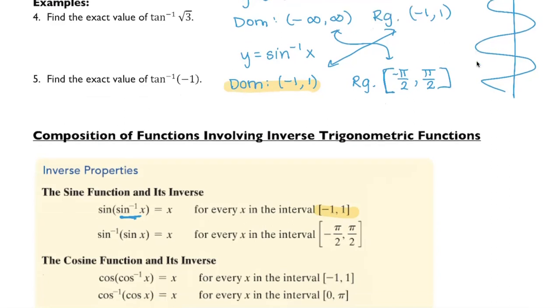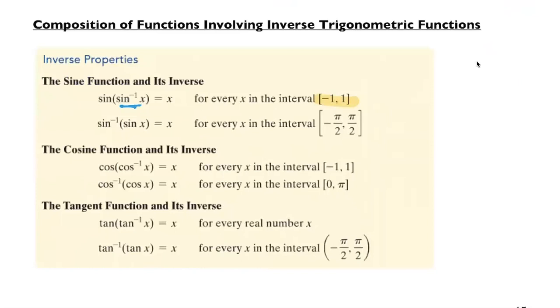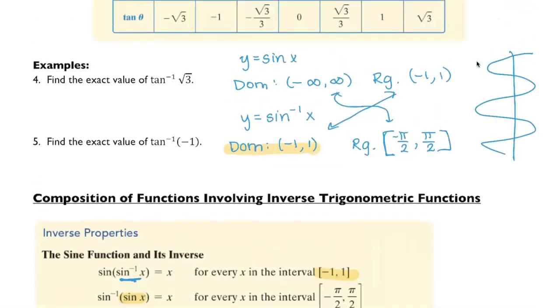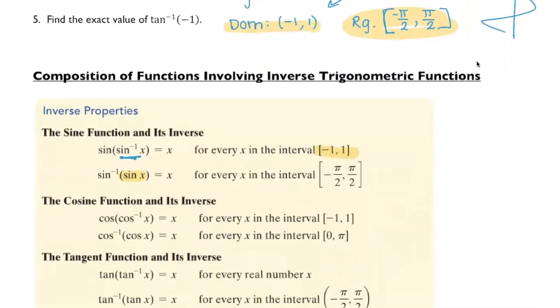Now, if I do this in the opposite direction, it's different. When I take the sine of x, that has a domain of -infinity to +infinity. I can take the sine of anything that I want, but the only thing that I can get out of sine inverse is -π/2 to +π/2. And so this is only going to give us x, like they only undo each other if x is between -π/2 and +π/2.